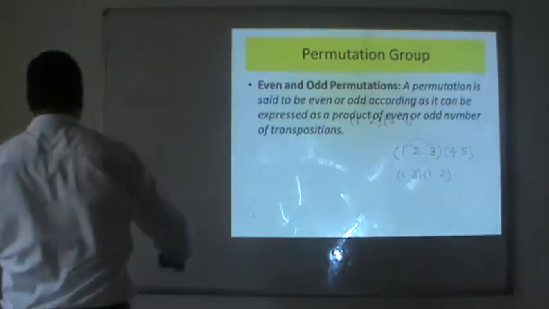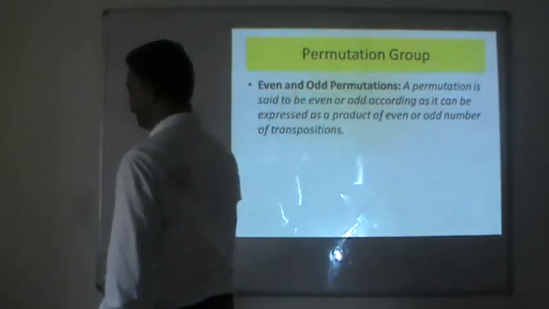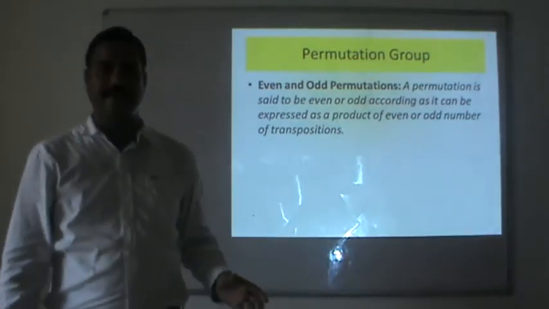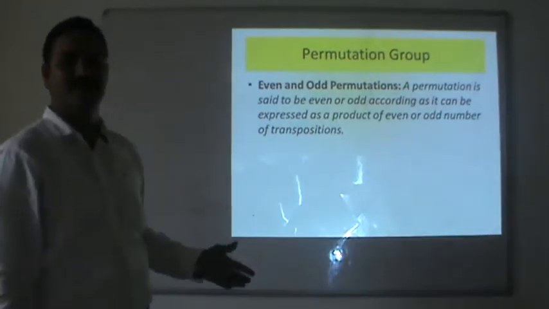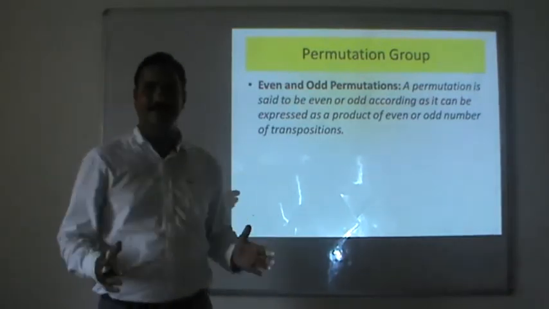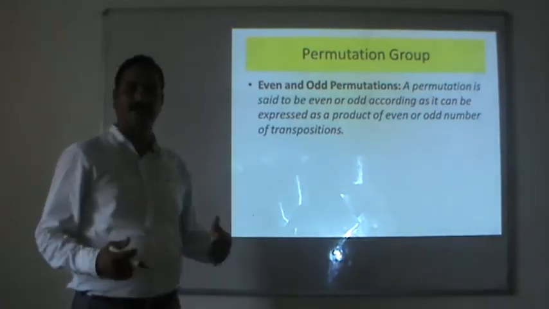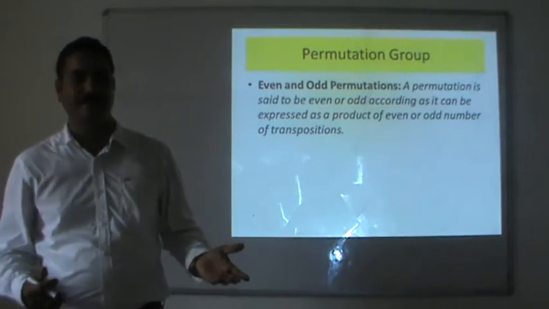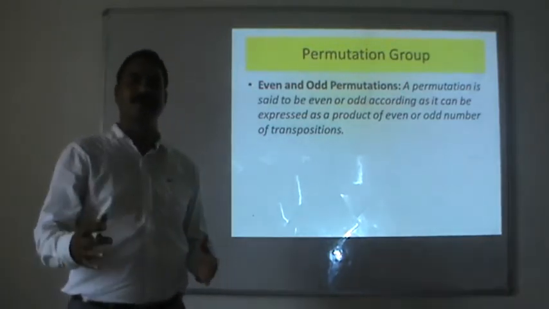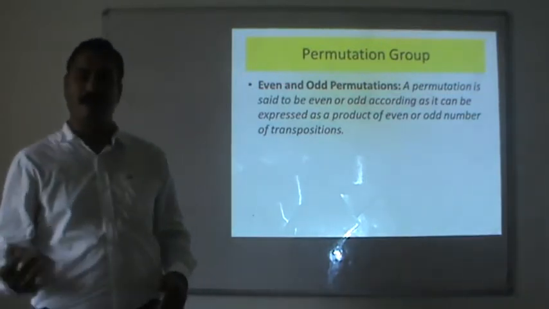Okay, now we come to even and odd permutations. In order to identify whether the given permutation is an even permutation or an odd permutation, first of all, we factorize our permutation into disjoint cycles. Each disjoint cycle is further split into transpositions, and then we count how many transpositions there are. The total number of transpositions decides whether the given permutation is even or odd.